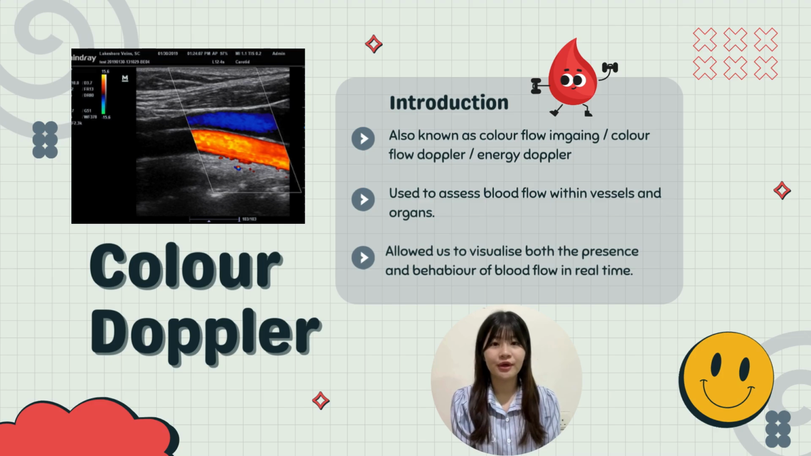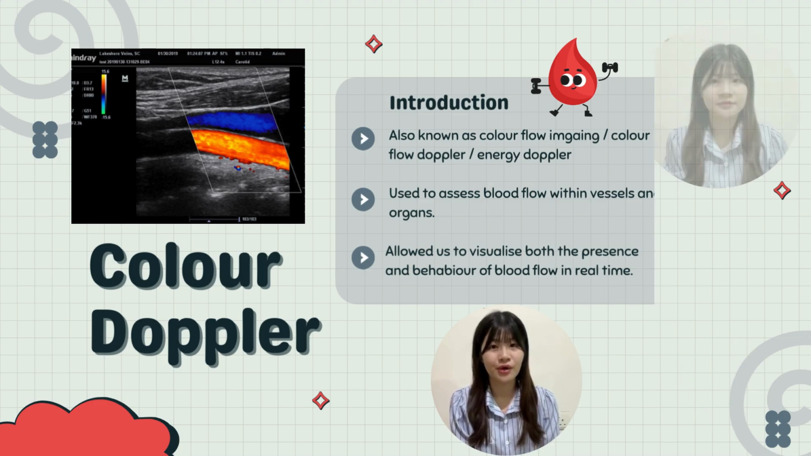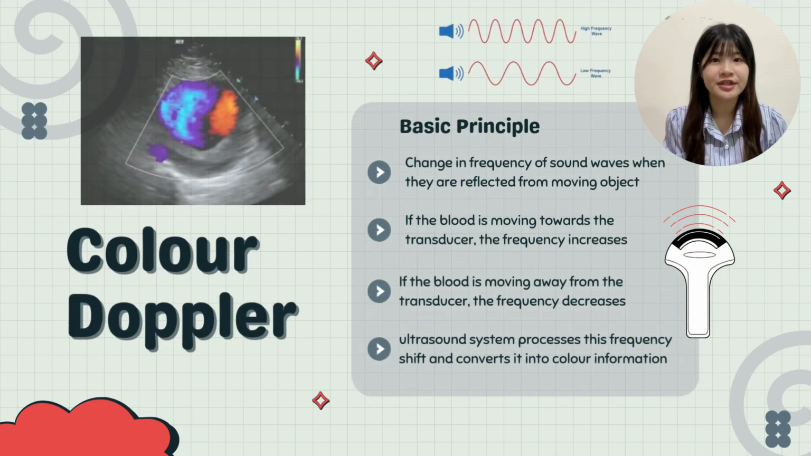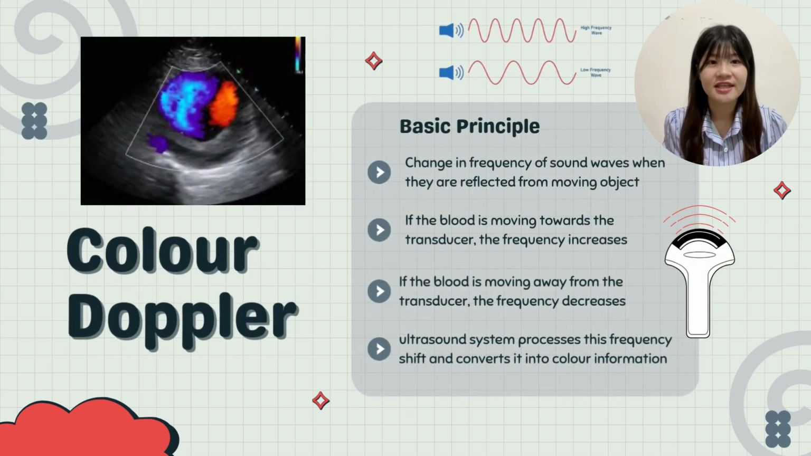Now I'm going to explain about the color Doppler ultrasound, also known as color flow imaging, color flow Doppler, or energy Doppler. It's a specialized ultrasound technique used to assess blood flow within vessels and organs. The basic principle of color Doppler is based on the Doppler effect. This refers to the change in frequency of sound waves when they are reflected from moving objects, in this case, red blood cells.